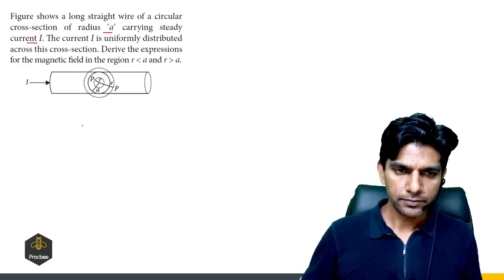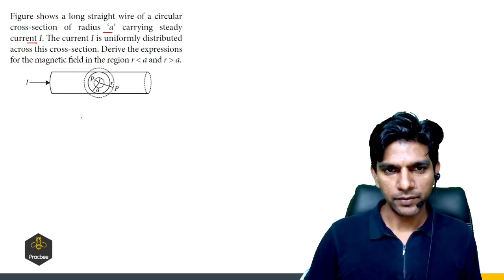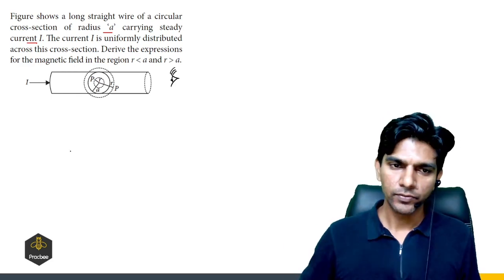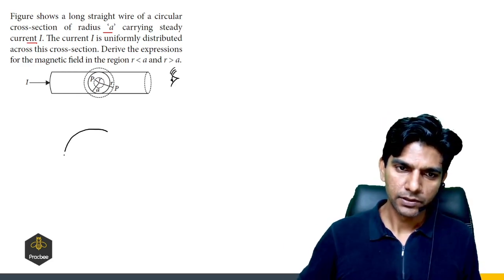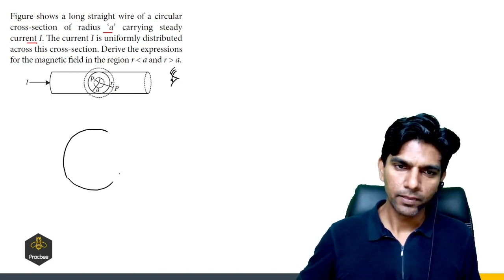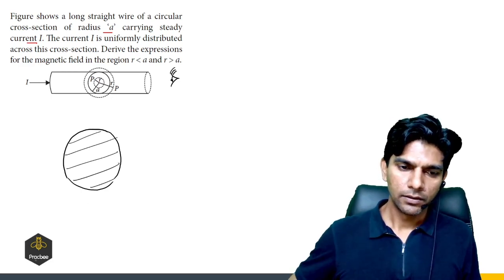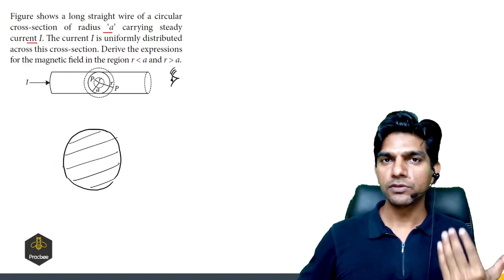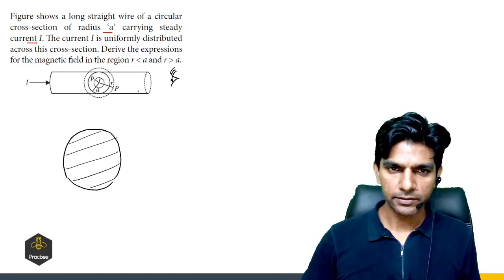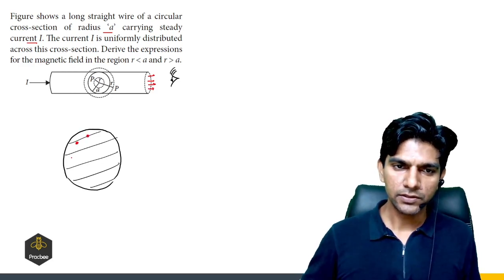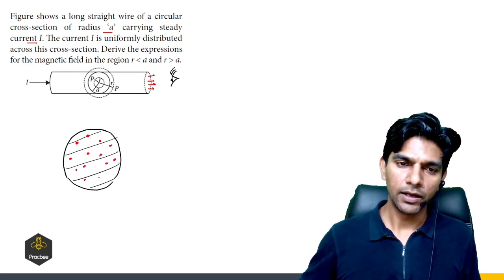So in this case, I'm showing this in this view, right? I'm looking at the axis, so I will see a circle. That is the cross section of the wire. That is the cross section, and the current from this cross section is coming out of the plane, let us say. So current is coming like this, right? I'll show this with dots. It means out of the plane. So current is coming out of the plane.